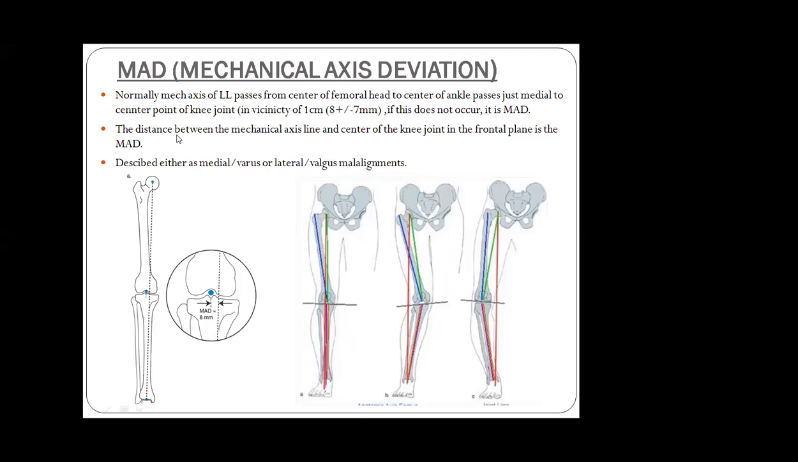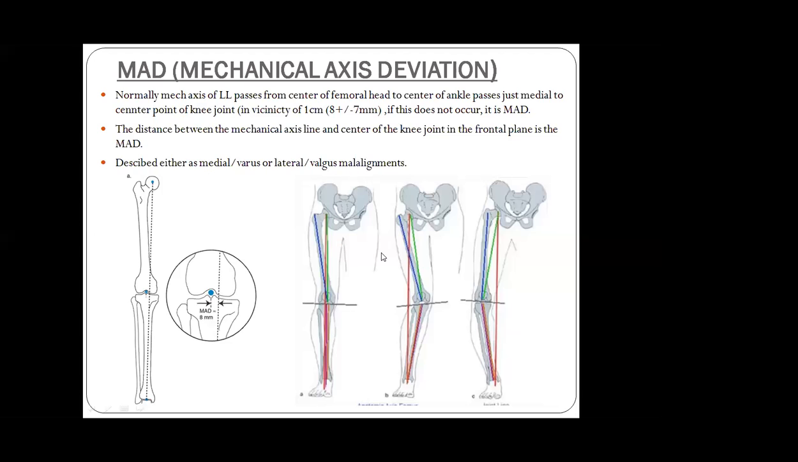Now the distance between this mechanical axis line and the center of the knee joint, in the frontal plane, is the mechanical axis distance. Normally it would be around 8 to 10 mm, within 1 centimeter or 10 mm, which is normal. Anything above or below this would be a malalignment, described either as medial, which is varus, or lateral, which is valgus malalignment.